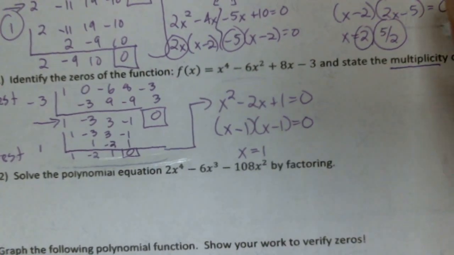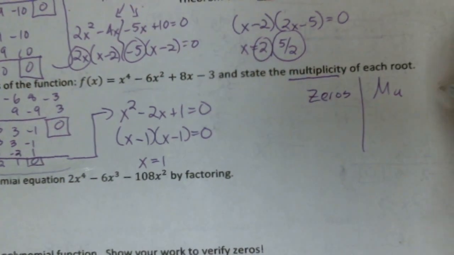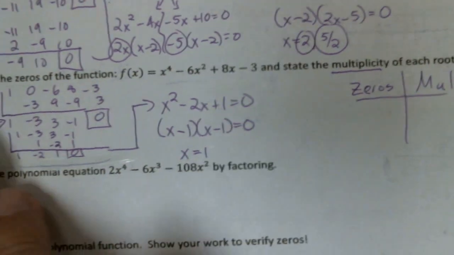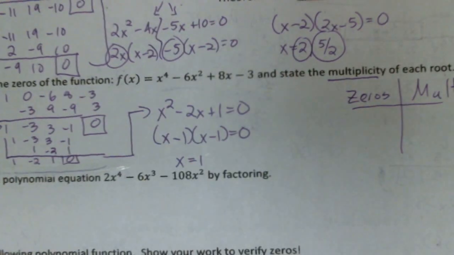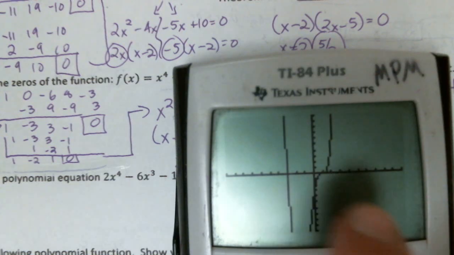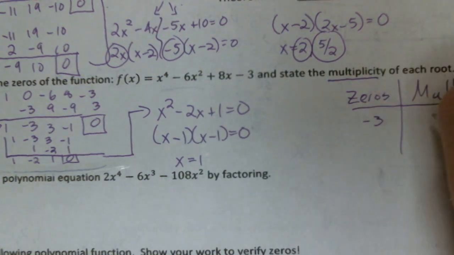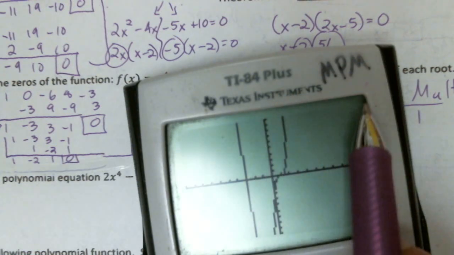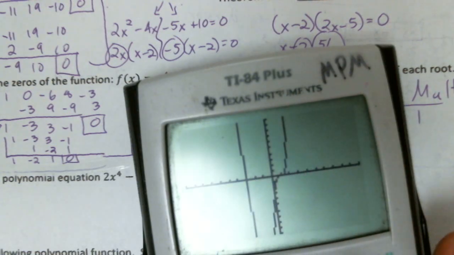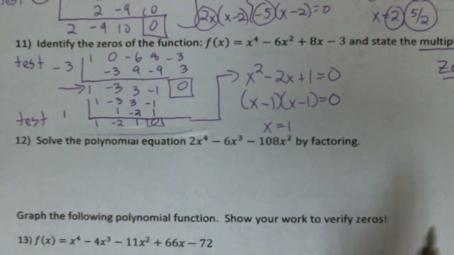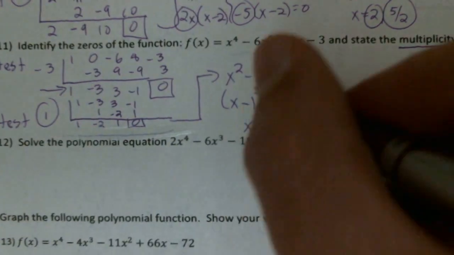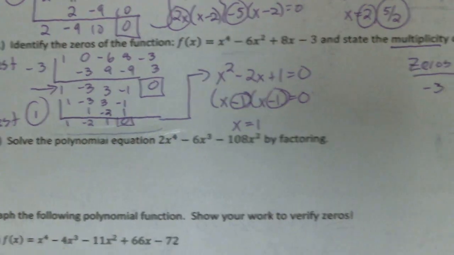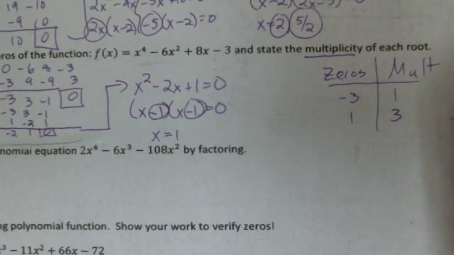Okay, so when we come over here and make our chart for zeros and multiplicity, okay, I got the -3. That shows up once. The graph goes straight through -3, so that's a multiplicity of 1. And the graph does a little shake and bake. Remember, if it bounces, that's a multiplicity of 2. Shake and bake is a multiplicity of 3. Well, where are the 3 ones? There's one of them, and then there's 2 of the other ones. Okay, so I've got a multiplicity of 3.